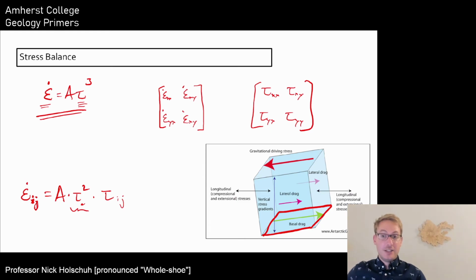So, when we generalize the deformation of ice, what we say is that all of those mechanisms we talked about before, they kind of add up to this aggregate behavior, where any individual strain rate component is equal to the prefactor times the effective stress, which is some average stress state in all of the orientations, times just the stress in the orientation we care about.